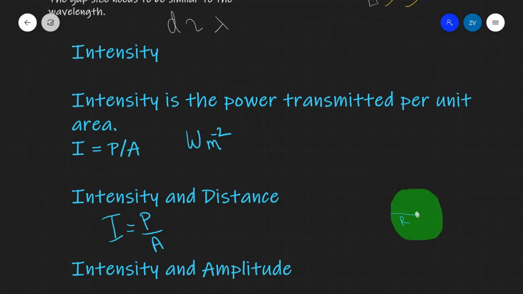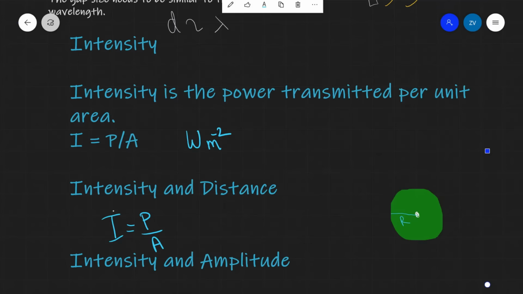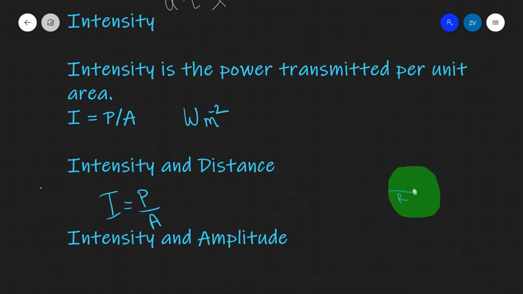Intensity varies with distance in the following way. Imagine that we have a point source. This could be a speaker, it could be a light bulb. The intensity of the wave will be spreading out like a sphere around this object. Because the surface area of a sphere is 4 pi r squared, we could rewrite the equation as power divided by 4 pi r squared, where this is the surface area of a sphere.